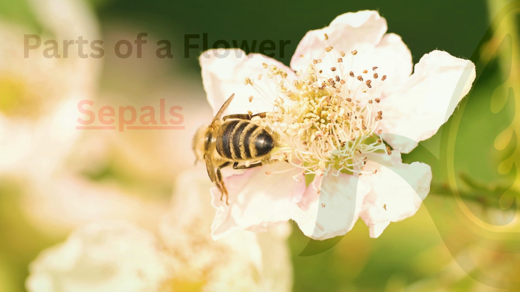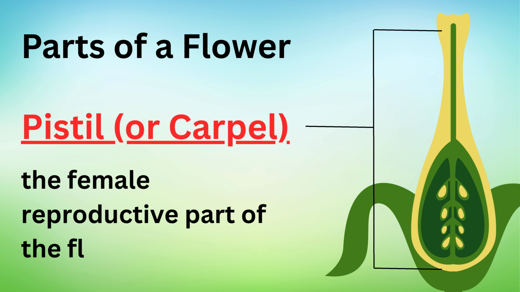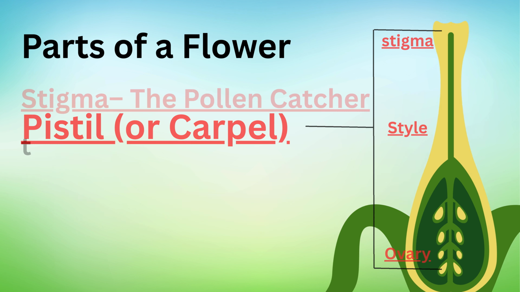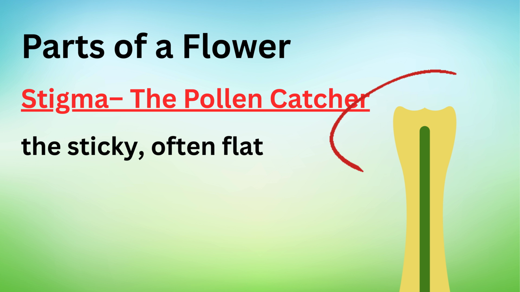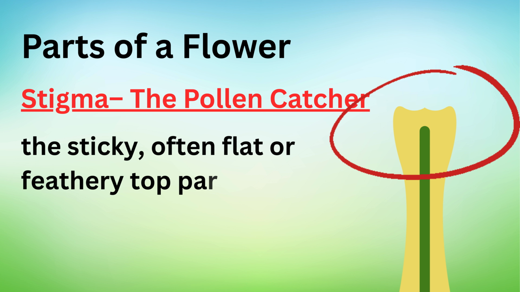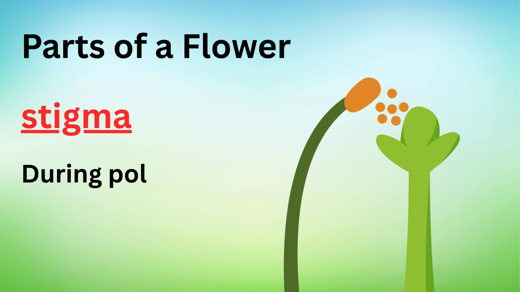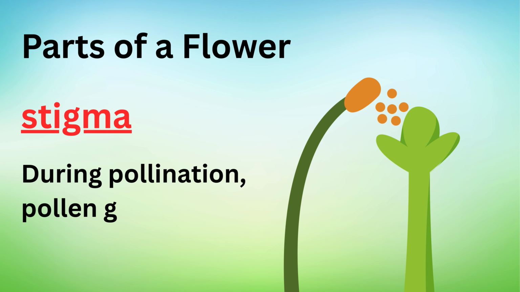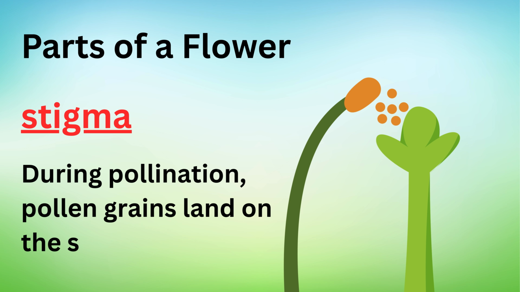The pistil, also called the carpel, is the female reproductive part of a flower. It has three main parts, the stigma, the style, and the ovary. At the top is the stigma. It is sticky or feathery and it works like a pollen catcher. When pollinators visit the flower, the pollen sticks to the stigma.